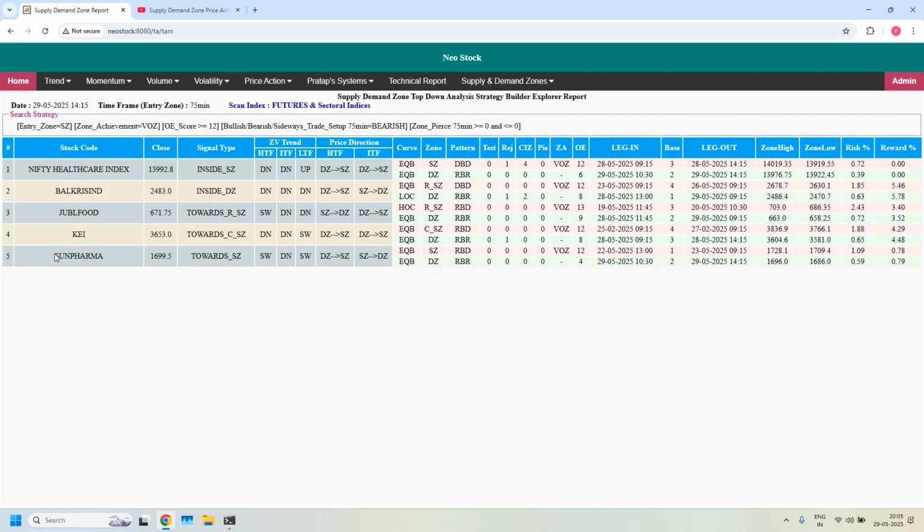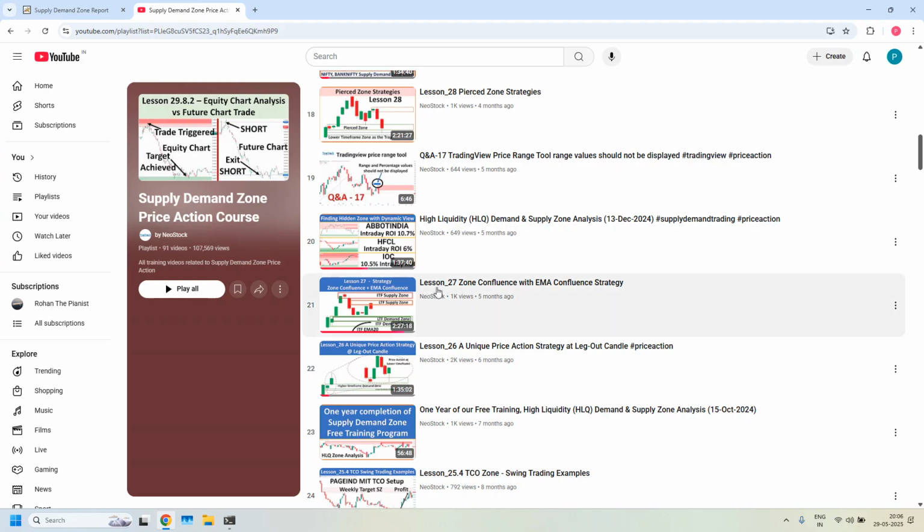Let's filter. We got 5 stocks supporting bearish trade setup for weekly income trade. And the entry time frame zones are 75 minute supply zones. Out of these 5 75 minute supply zones, they're all supporting bearish trade setup for weekly income trade. Out of these 5, how many have a higher probability of success? That we will filter based on zone confluence, the strategies you learned in lesson 27.